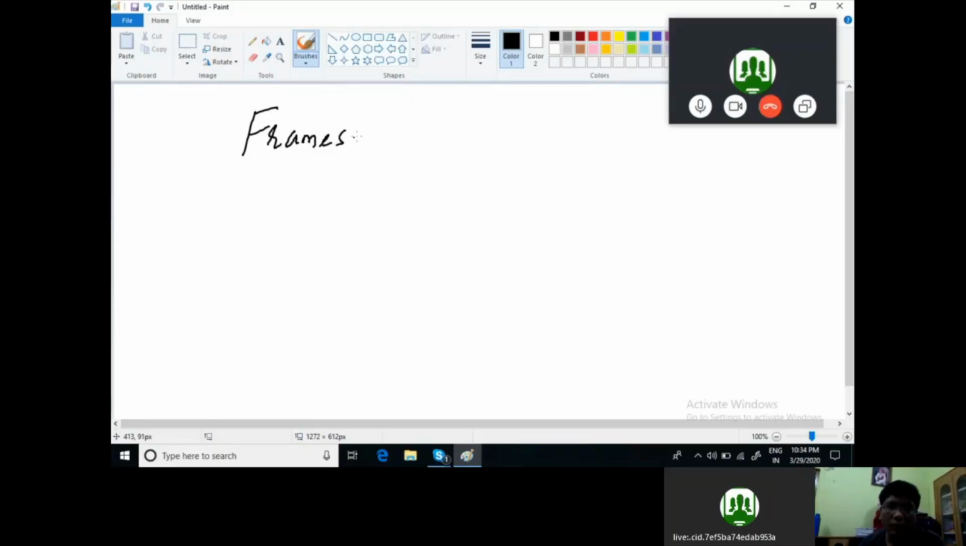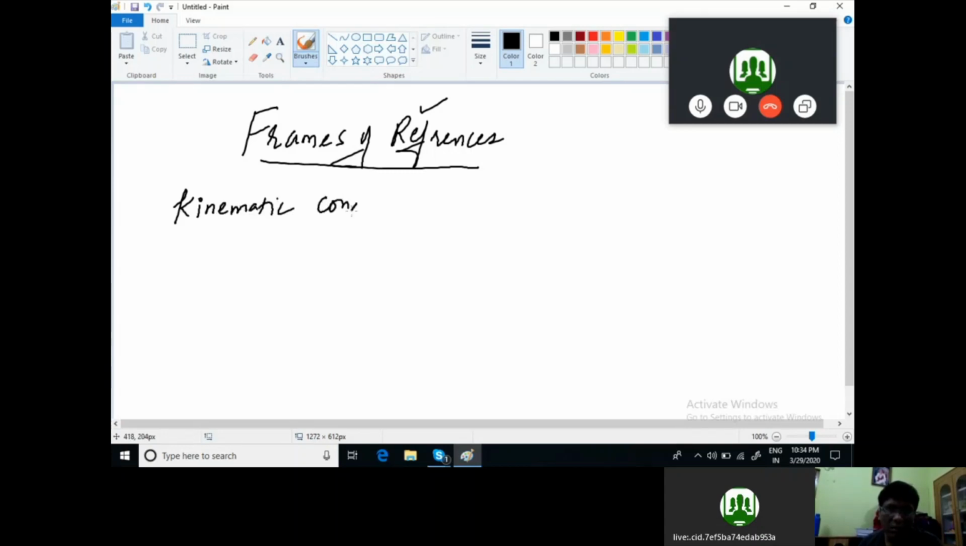Frames of reference, right? Or the reference frame. So what is basically the reference frame in physics? It is a kinematic condition of any body.